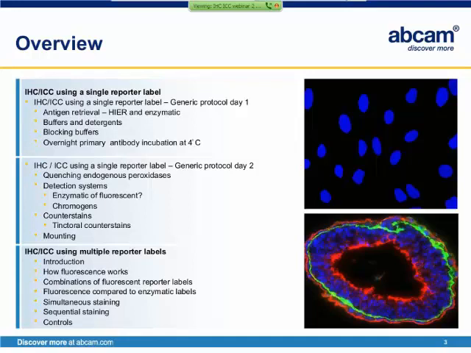In the second part of the webinar, we will look at IHC and ICC using multiple reporter labels, beginning with how fluorescence works before moving on to combinations of fluorescent reporter labels. We will then talk about fluorescence compared to enzyme reporter labels, followed by simultaneous staining, then sequential staining, finishing with some discussion about controls.